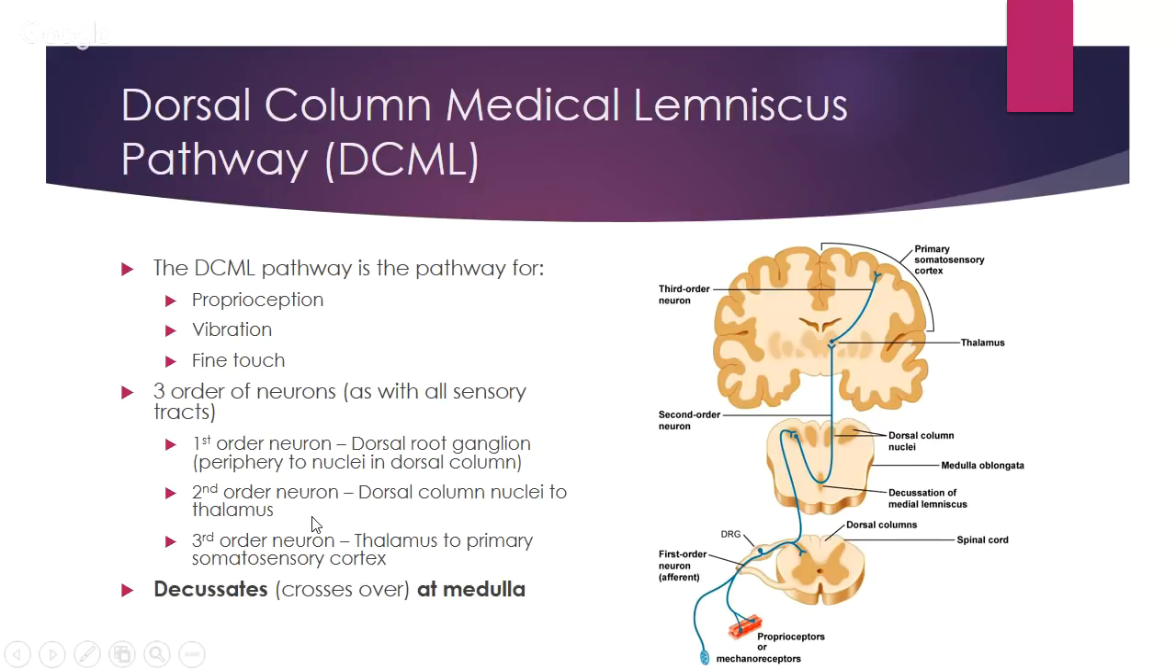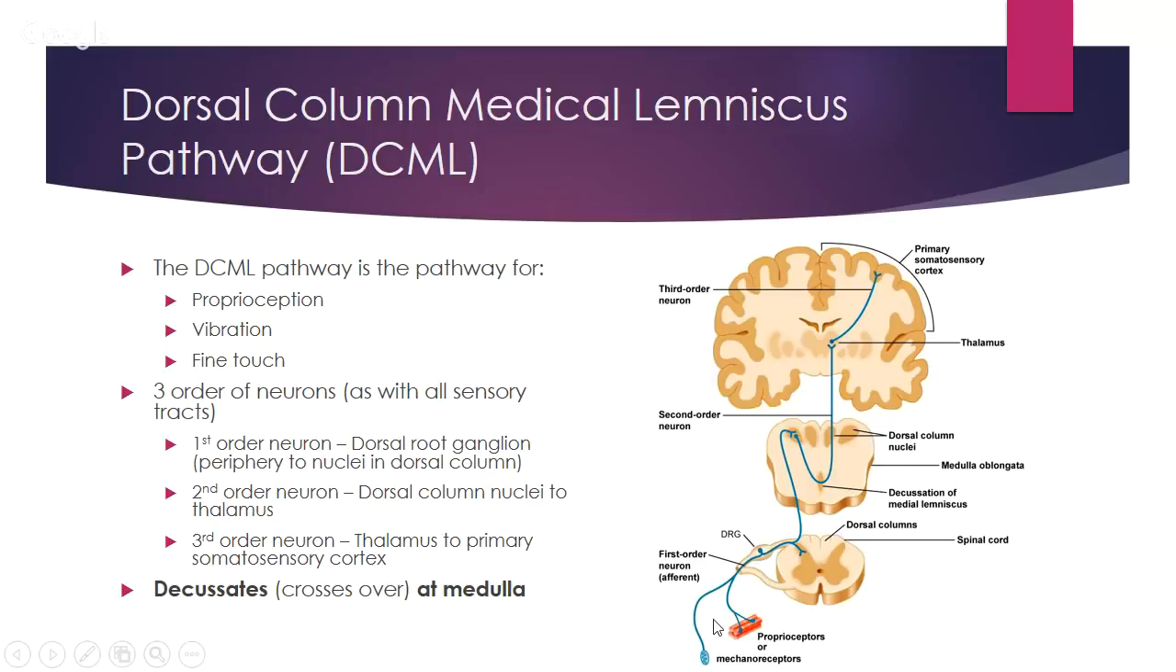Okay, now we're talking about some of the more important stuff. This stuff comes up next year, so getting your head around the basics of this is kind of important. So the dorsal column medial lemniscus, which is a lot of words, but it's literally just a pathway, is a pathway that carries proprioceptive information, vibration, and fine touch. It does this through the 3 orders of neurons that we talked about before.